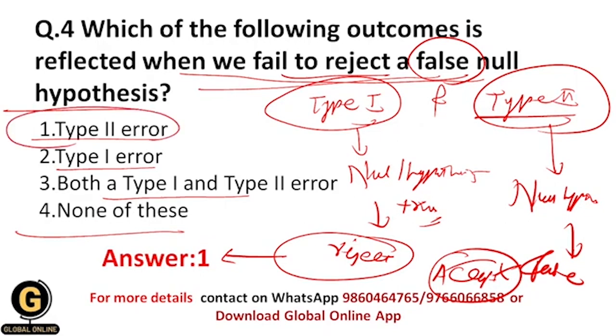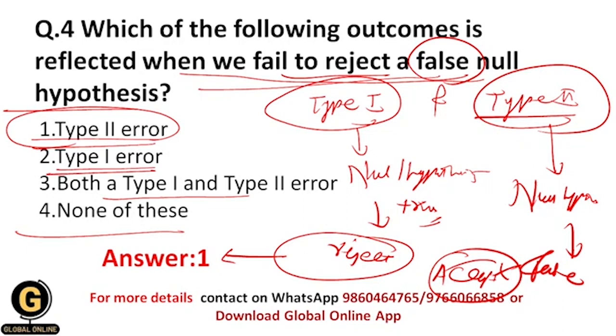And I want to tell you one thing, students: in research methodology, either type 2 error will happen or type 1 error will happen. Both types of error, type 1 and type 2 error, will not happen simultaneously in one research process. So understand this thing, students.